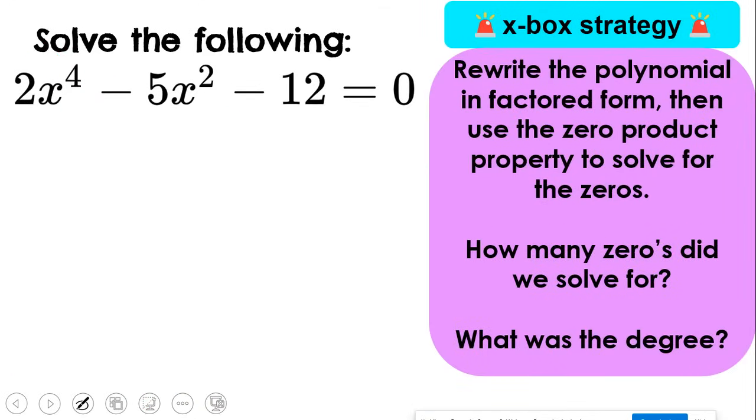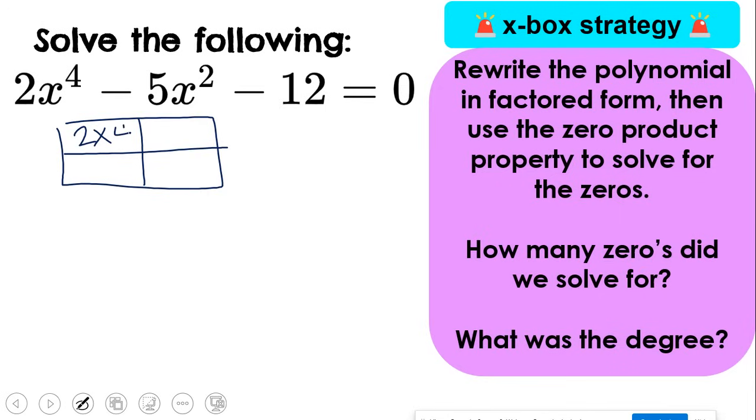All right, 2x to the 4th minus 5x squared minus 12 is equal to 0. This is an X-box strategy alert. The reason we have to use X-box is because there's a number in front of x to the 4th. So we're going to start off by drawing our box and put the first term in the first spot, the last term in the last spot.